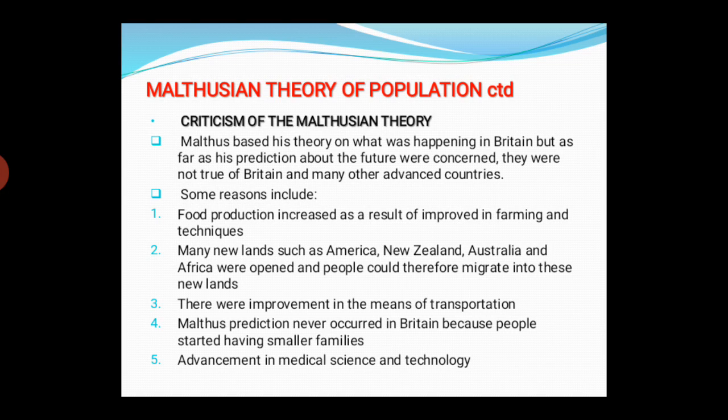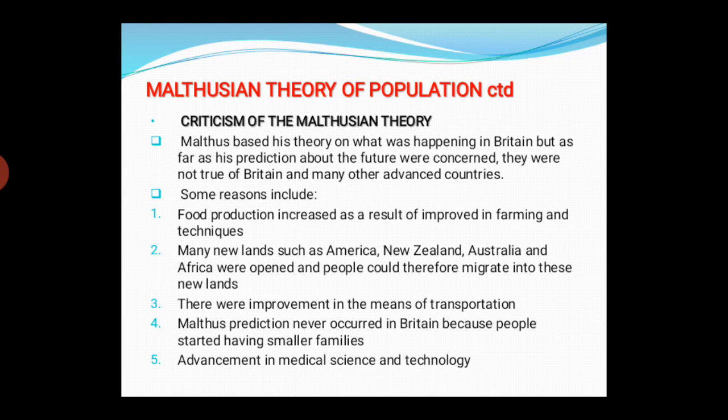Number two, many new lands such as America, New Zealand, Australia, and Africa were opened. He did not say this. He thought just about Britain, and because of these new discoveries of new lands, people moved from Britain to these new lands, and this helped to reduce the population over there and helped the population to be sustained by the available food supply.